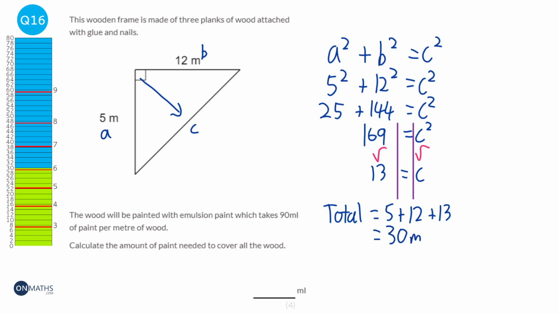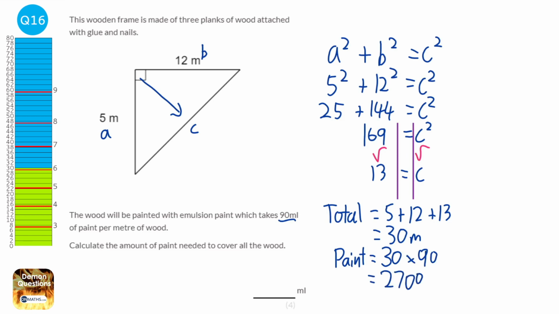Now it does say that we need 90 milliliters of paint per meter of wood. So the amount of paint needed is going to be the 30, because that's the total distance, times the 90, because we need 90 for every meter of paint. 3 times 9 is 27, and then put the 2 zeros at the end. So the answer is 2,700 milliliters.